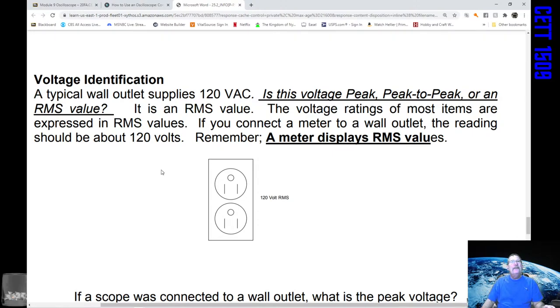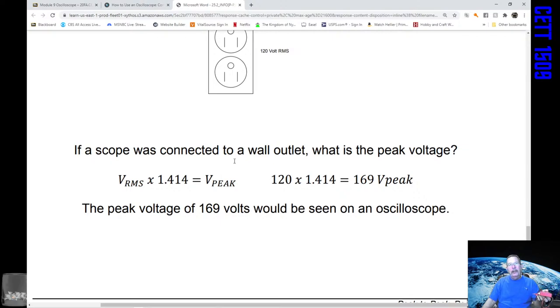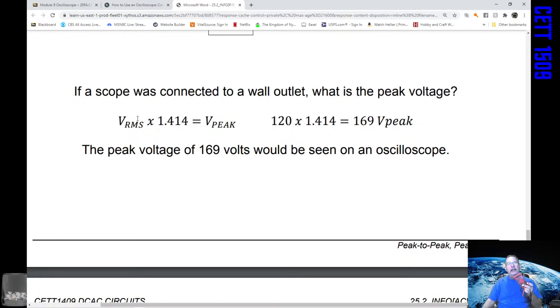It's all good. So remember, this is displaying RMS values. If I say that I have 120 volts RMS, how much voltage do I actually have coming out of that wall? If we connect a scope to the wall outlet, instead of the voltage RMS, we could multiply that by 1.414 to give us the peak voltage. And that would be 120 times 1.414, which is actually 169 volts peak on the wall outlet.